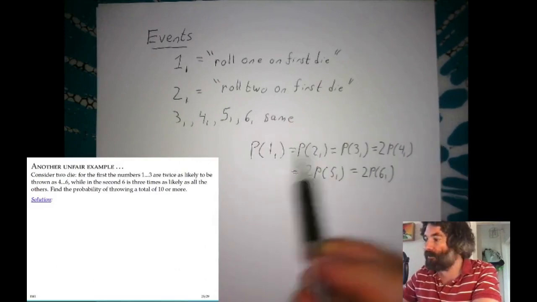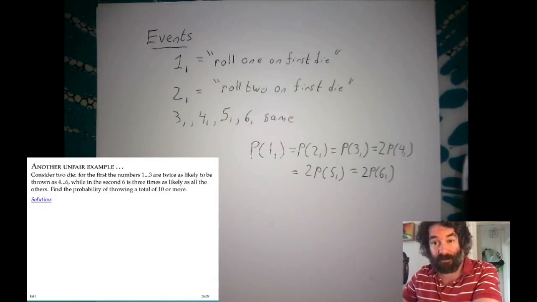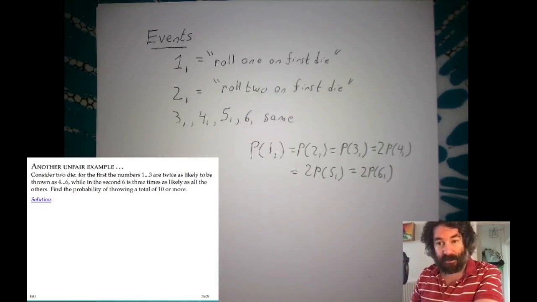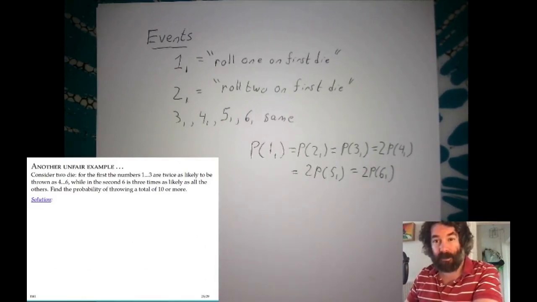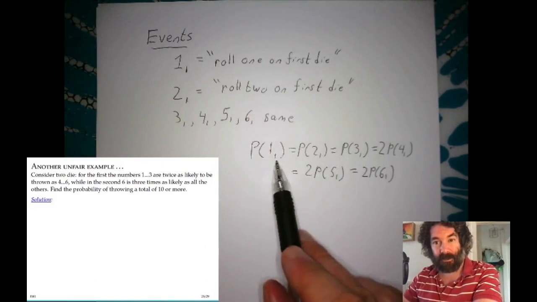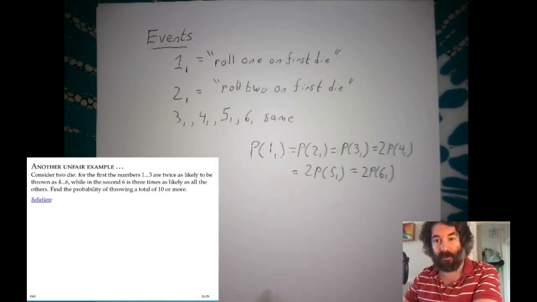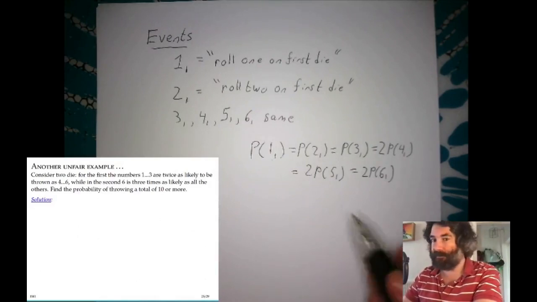Right, so the probability of rolling 1, 2, or 3 on the first die is 2 times the probability of rolling either 4, 5, or 6 on the first die. All right, so we'll use a similar method to the previous example to figure out what these probabilities would have to be. The probability of the entire sample space is equal to 1. And we have to roll something on the first die, so the entire sample space is the union of all 6 of these events. Probability of rolling 1, 2, 3, 4, 5, or 6 on the first die.